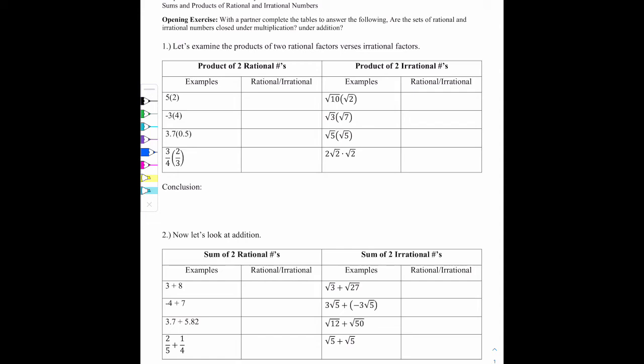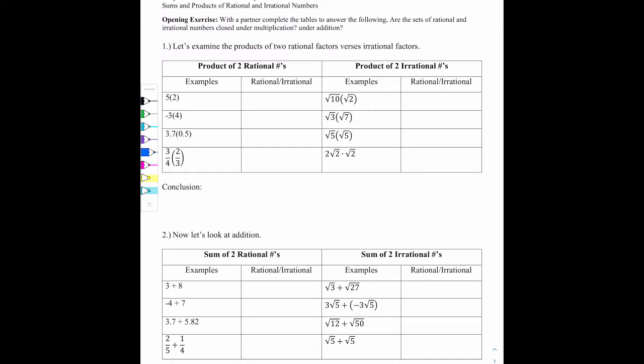Today's lesson is sums and products of rational and irrational numbers. So much of today's lesson is actually an investigation that will be conducted by you. We are going to investigate what happens when we take the sums and products of rational and irrational numbers in respect to closure, which we learned about earlier in this chapter.